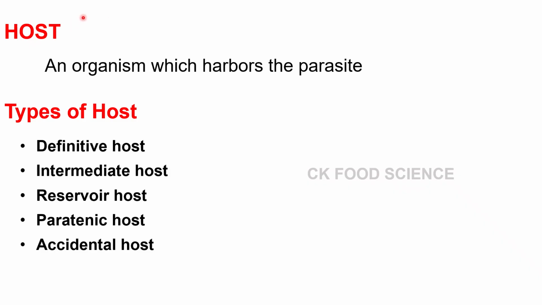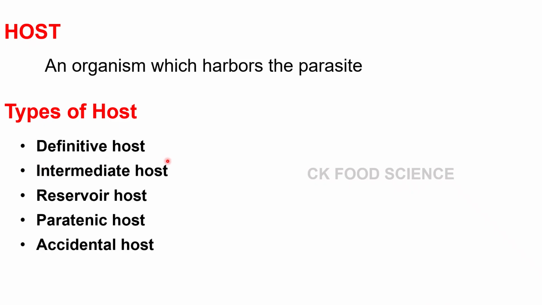Next one, what is a host? A host is an organism which harbors the parasite. That means it supports the parasite and provides food, energy and shelter. Next one, types of host. There are 5 types of host: definitive, intermediate, reservoir, paratenic and accidental host.